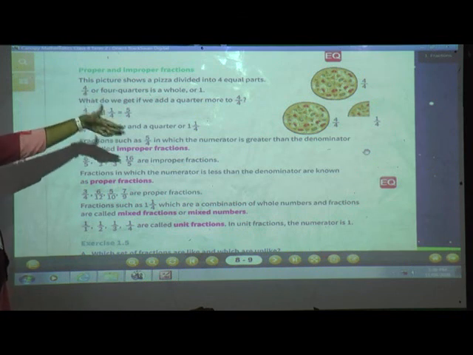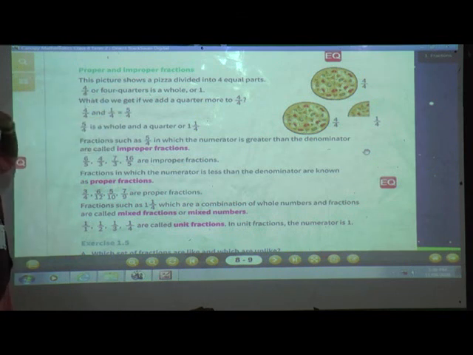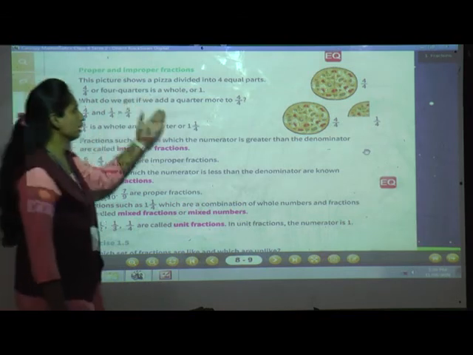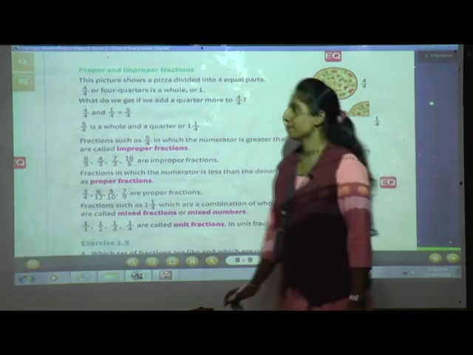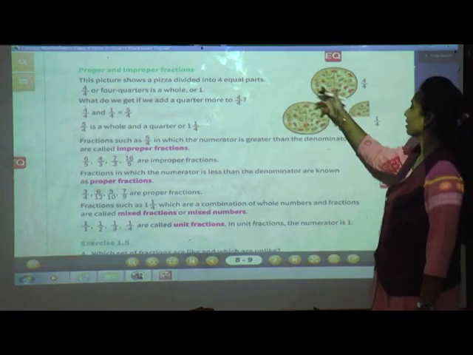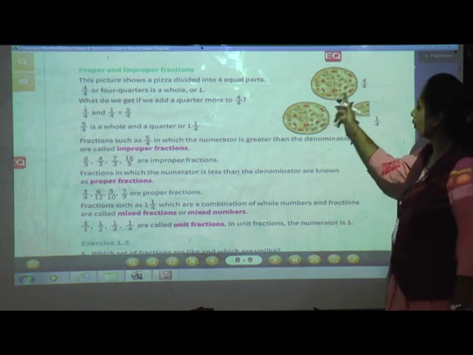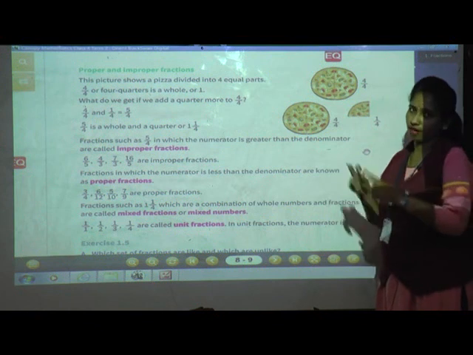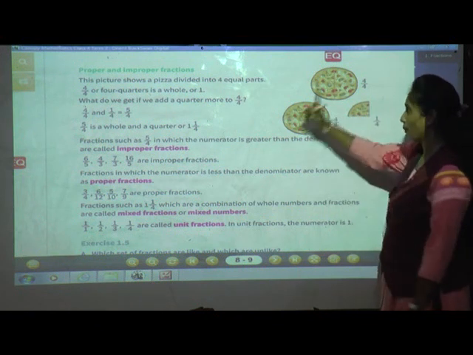Now, what can you see? Pizza. So don't go into pizza-eating mode. Just see properly what I am teaching here. Okay, come back to maths class. 4 by 4, or 4/4, is a whole pizza. Now how many parts are there in the pizza? There are 4 parts. But this full means what? Whole pizza, full pizza, that is called 1.